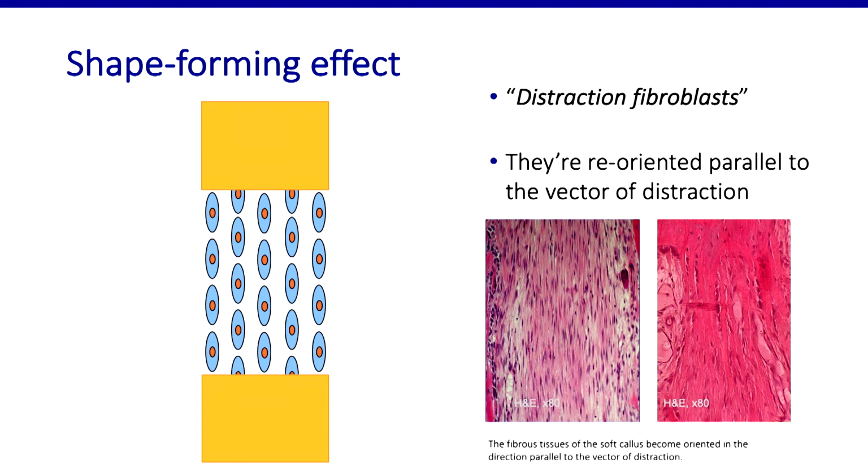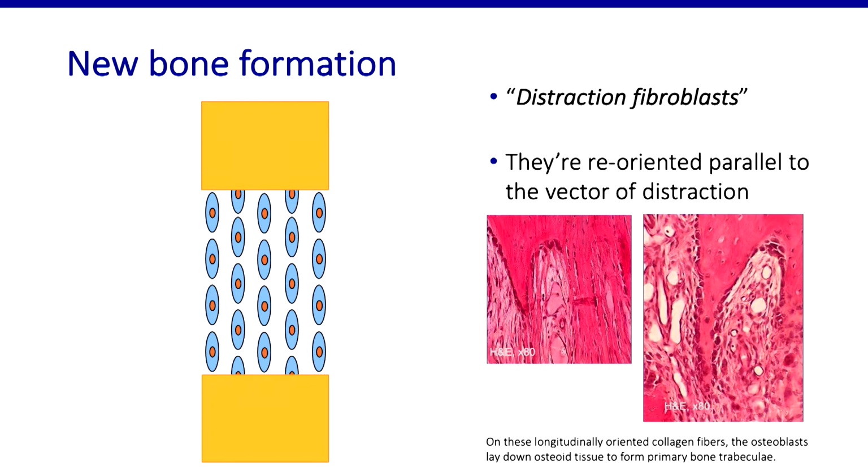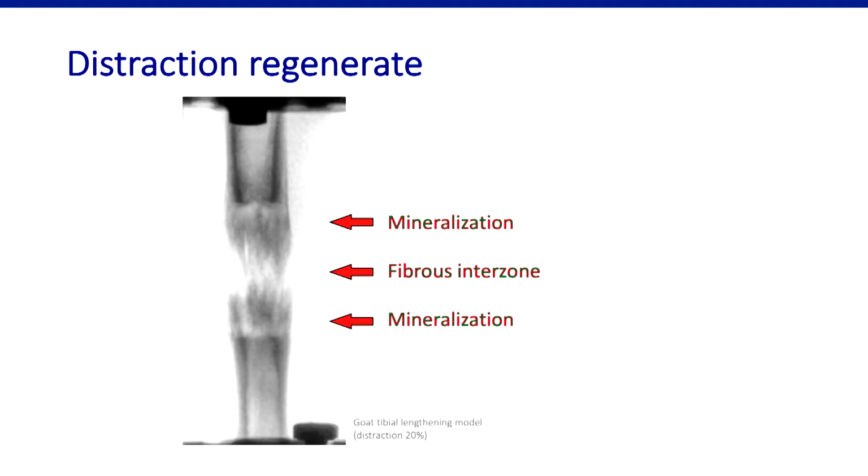And then what happens after that, along those fibroblasts, the osteoblasts start forming, and they lay the osteoid and form the bone. So when you continue the distraction osteogenesis in the regenerate, you actually can see three distinct areas. This is your fibrous interzone, this is your longitudinally oriented connective tissue, and two zones of bone formation.